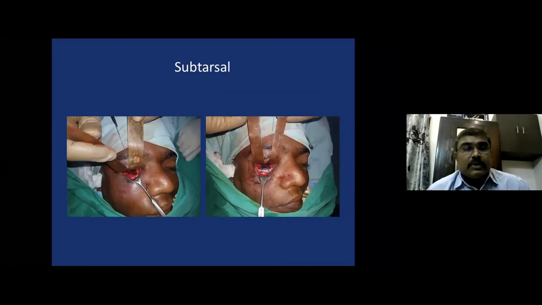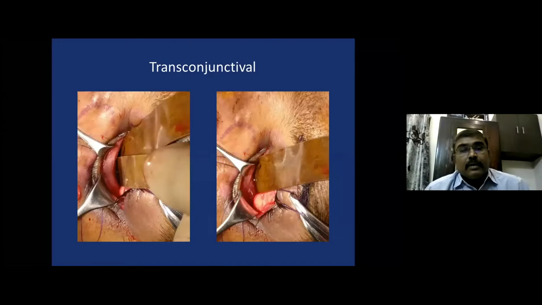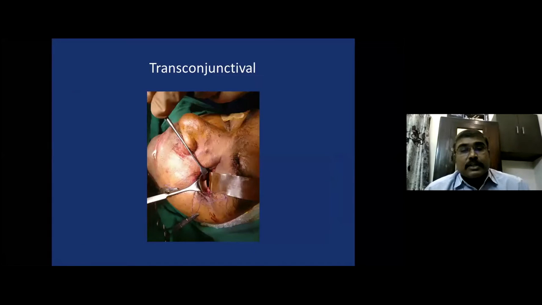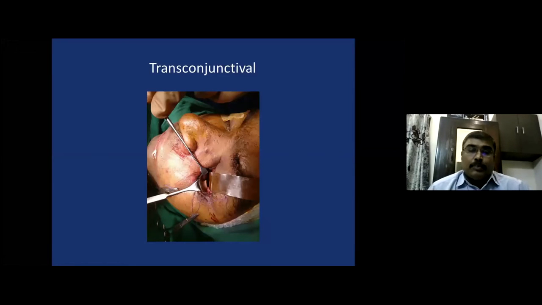Another case of the subtarsal approach, with completed orbital floor dissection. You can see the reconstruction of the floor with the titanium mesh plate. Transconjunctival approach, again the preseptal route. Here you can see the conjunctival flap has been sutured to give protection to the cornea. Orbital rim approach, the fracture is exposed for repair. I would like to play a couple of videos for both approaches.